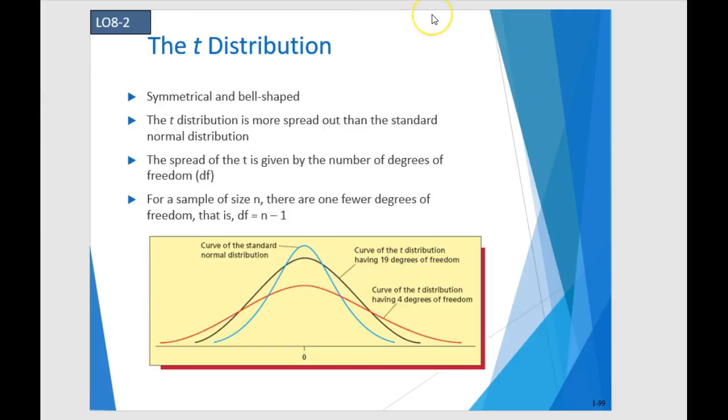It's symmetrical and bell-shaped. The t-distribution is more spread out than the standard normal distribution. The spread of t is given by the number of degrees of freedom. A degree of freedom is defined as the size of the sample minus 1. So if we have a sample size of 40, the degrees of freedom is equal to 39. And that's how we're going to be looking up values for this in a table. I'll show you how to use that in a little bit.